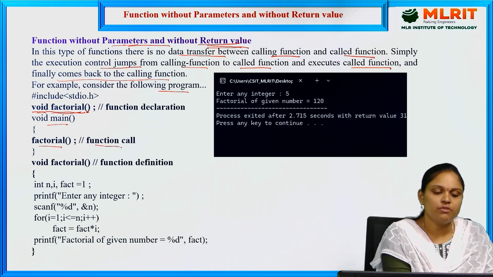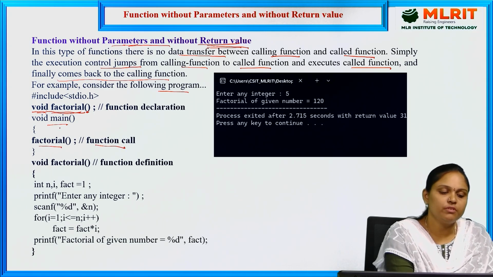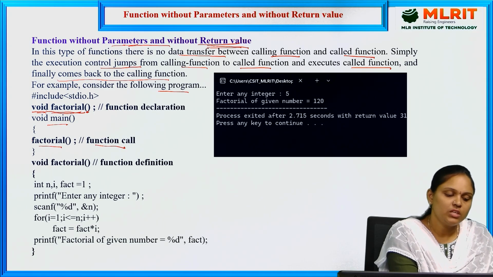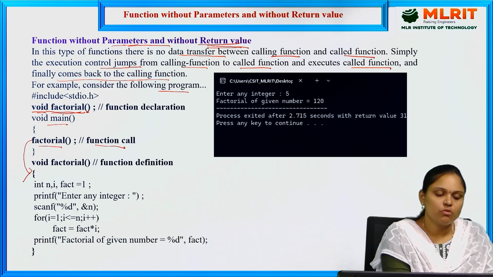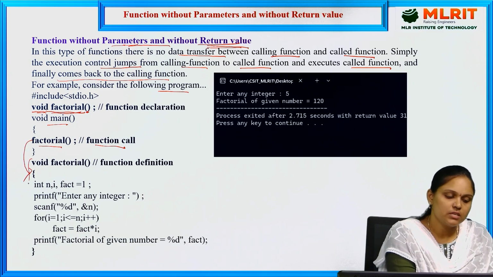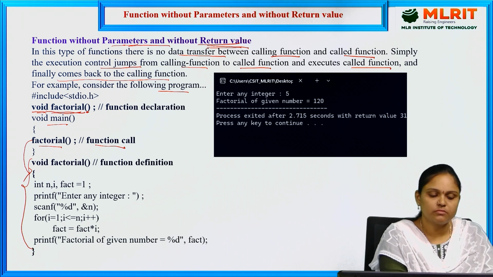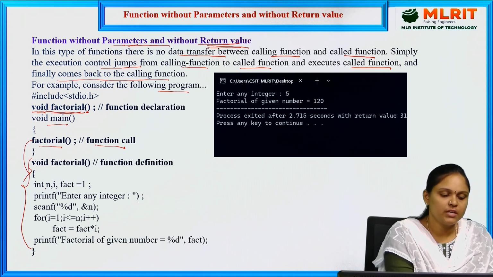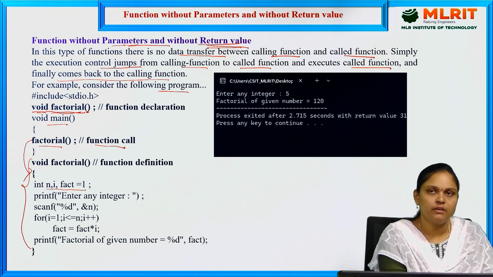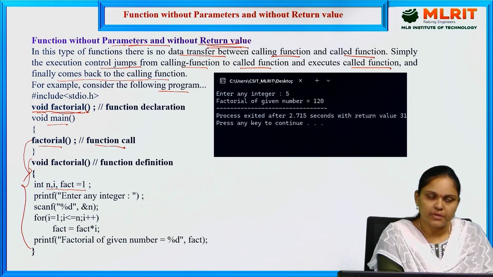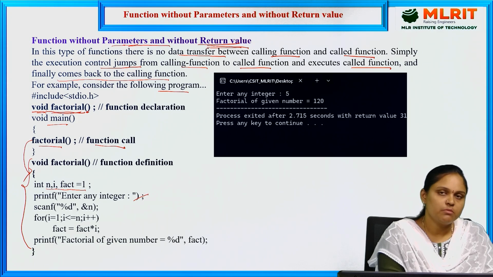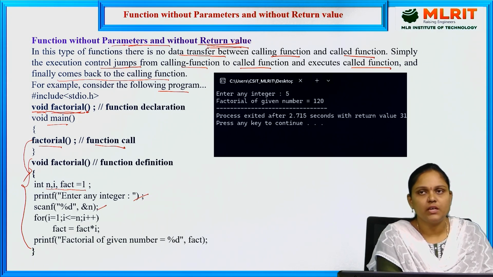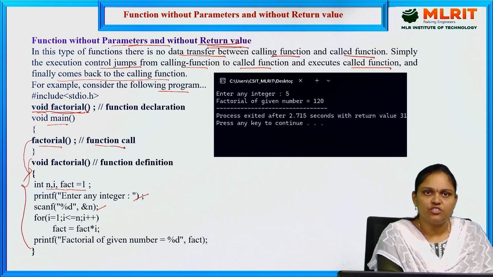We are calling the function by using its name. The name of the function is factorial. So the control will jump to the function definition. Here, void factorial is the function definition. In the function definition, we are declaring n, i and fact equals 1. Those are the variables that I require. By using this printf statement, I am asking to enter the integer, and by using this scanf statement, we are reading that n value, the integer value.